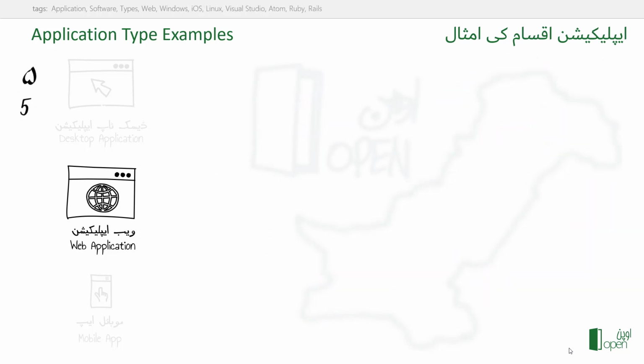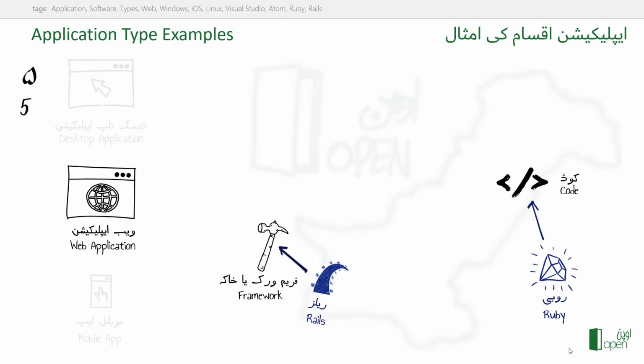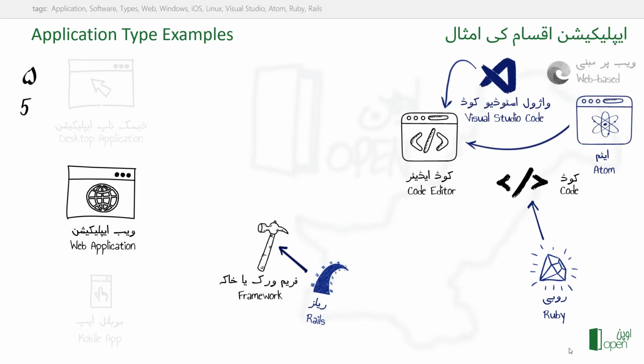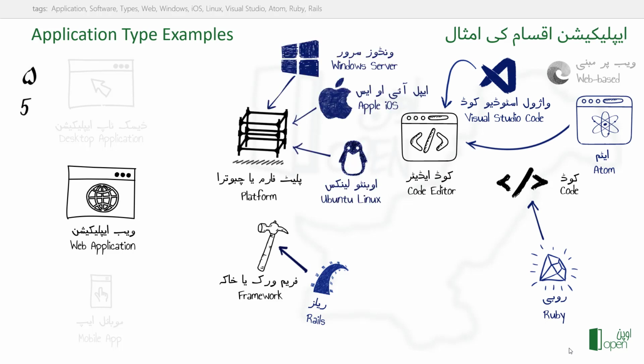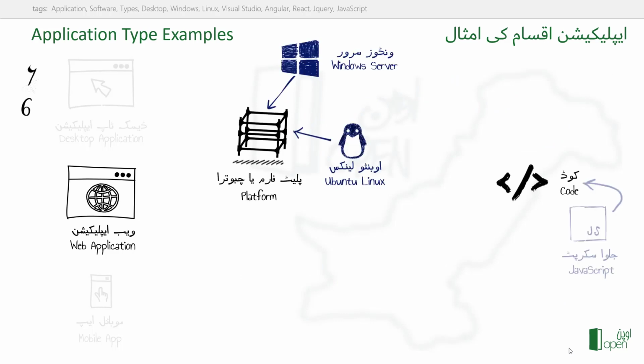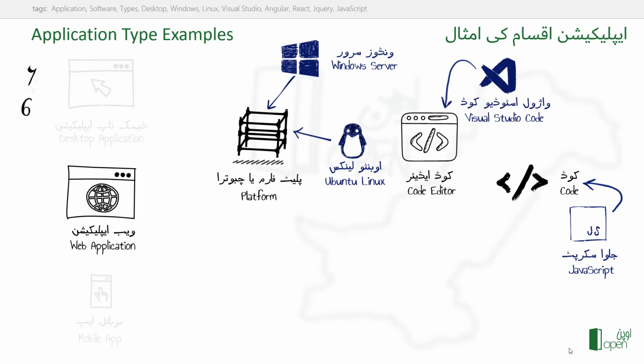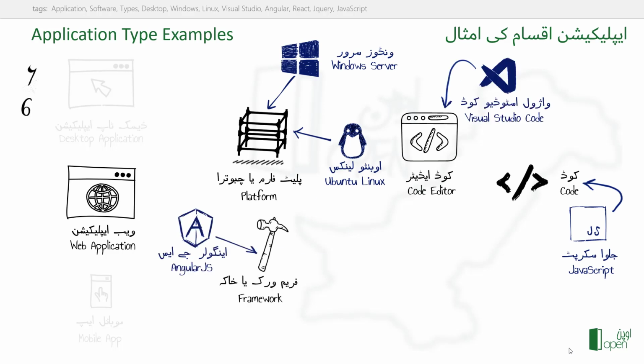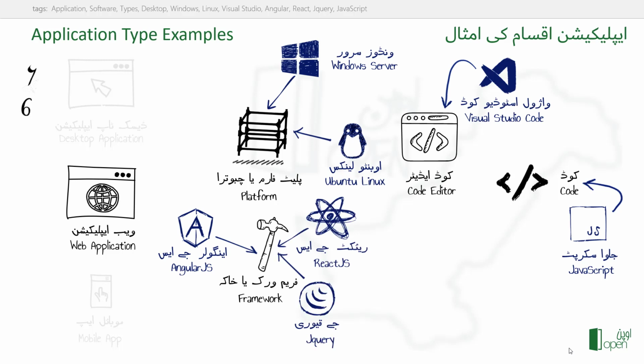If the developer uses the Ruby programming language to develop a web application, she uses the Rails framework using either Visual Studio Code, which is installed on the development machine, or Atom, which is used in a web browser. The web application can be deployed to either Windows Server, Apple iOS, or Ubuntu Linux. The last example of a web application is deployed to Windows Server or Linux using JavaScript as the programming language and Visual Studio Code as the code editor. The developer can use JavaScript frameworks such as AngularJS, React.js, or jQuery. Remember, these frameworks are used to develop the web application front end.